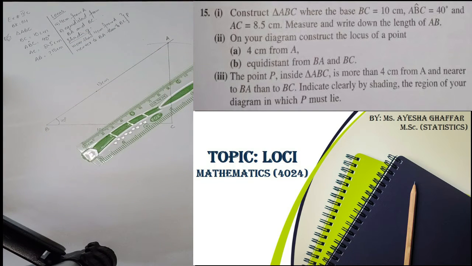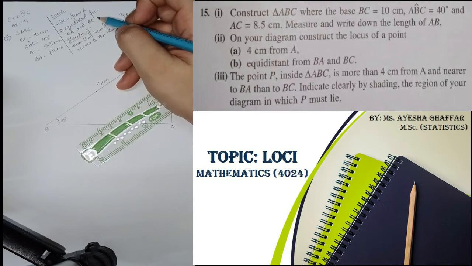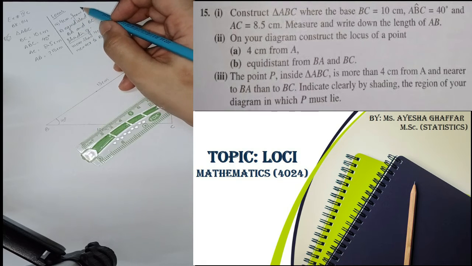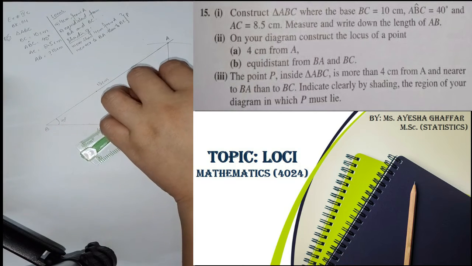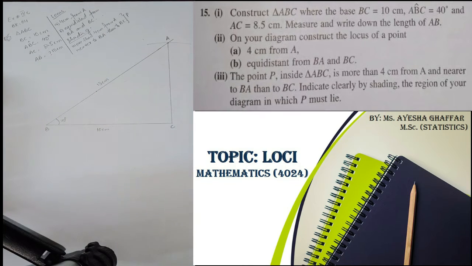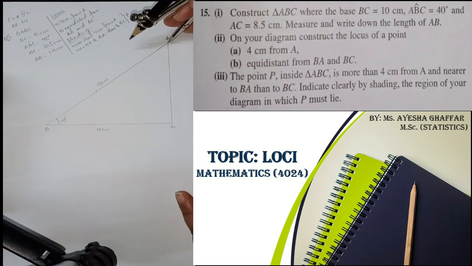Now for locus, in the A point they are saying, on your diagram construct the locus of a point 4 centimeter from A and equidistant from BA and BC. So 4 centimeter from A means here we have a single point. So we will draw a circle of 4 centimeter on point A. We will open compass 4 centimeter. Keep it on point A and draw a circle.